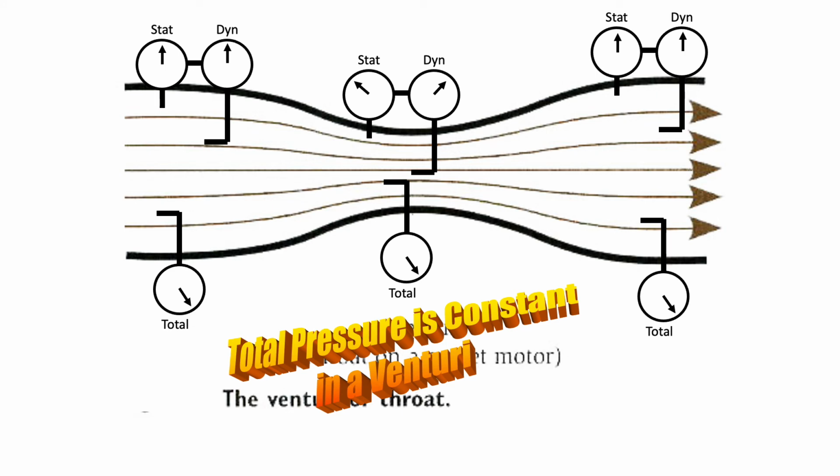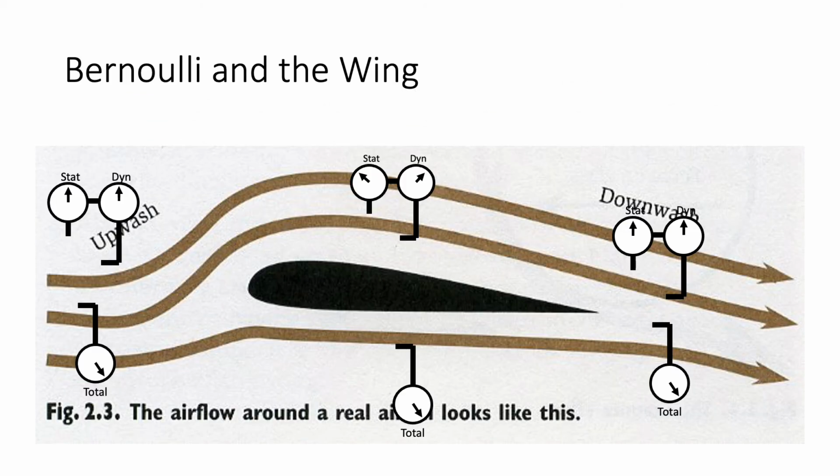So the important takeaway here is the total pressure is constant in a Venturi, but static pressure does decrease in this restriction and dynamic pressure does increase in the restriction because of the increase in velocity. Well, what about the wing? We have the same sort of situation in the wing. The total pressure remains the same before, during, and after the wing is passing through the fluid.